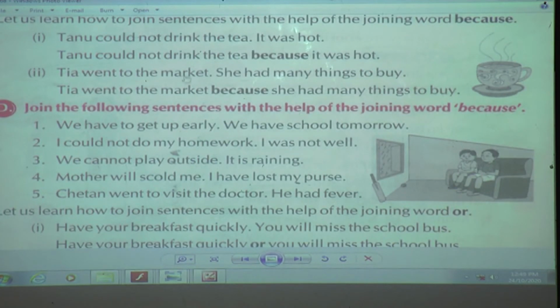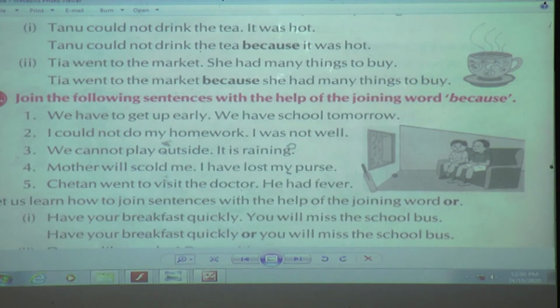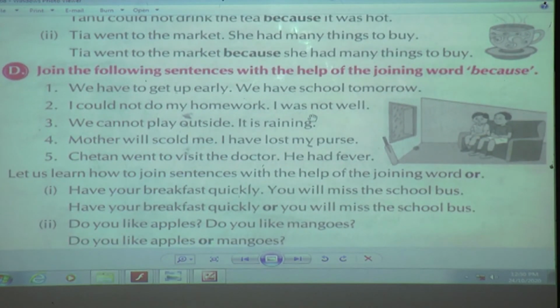Second, Tia went to the market. Full stop. She had many things to buy. Now where will I write? Yes, here. So I will cut this full stop, I am going to write because, then my S will become small. I hope this is very easy. You are finding it very easy. Yes or no? Only you have to join. Tia went to the market because she. Can you see her S? Yes, she had many things to buy. Understood, students, what we have done? Same rule for this conjunction also.